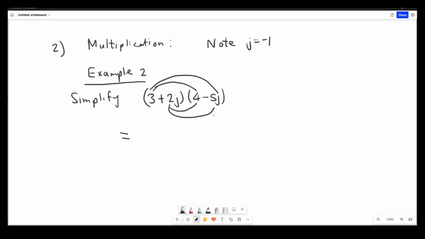So I multiply 3 with 4, 3 with minus 5j, 2j with 4, and 2j with minus 5j. And we remember, sorry, j squared is minus 1, j is the square root of minus 1. Sorry, the correction there, guys. I said something and I wrote something else. So 3 times 4 is 12. And 3 times negative 5j is negative 15j. Then 2j times 4 is 8j. And 2j times negative 5j is negative 10, and j times j is j squared.